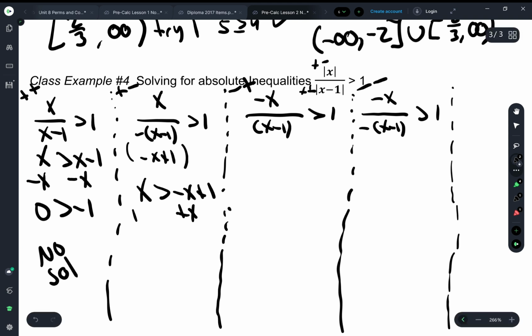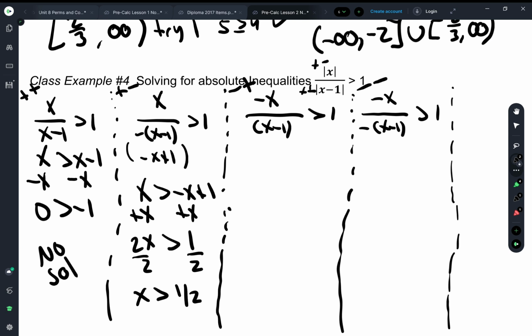Add the x, divide the 2. Like that. Okay. All right, the next one. So that is one of our critical solutions we'll be looking at. So 1/2 is something that we're going to look at.